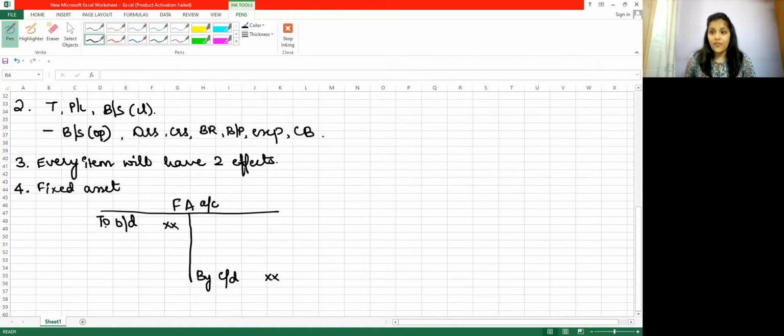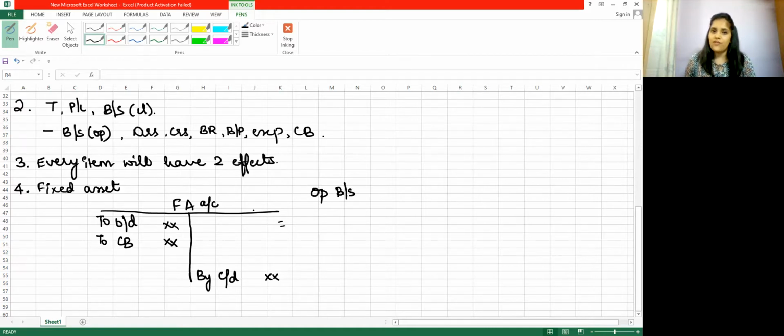Okay, if you make further purchase, then it will come here. Okay, and you will write to cash and bank. Correct? If you make sale, it will come here, so decrease. If you have depreciation, it will come here. Okay, now fixed asset opening balance and closing balance is given.